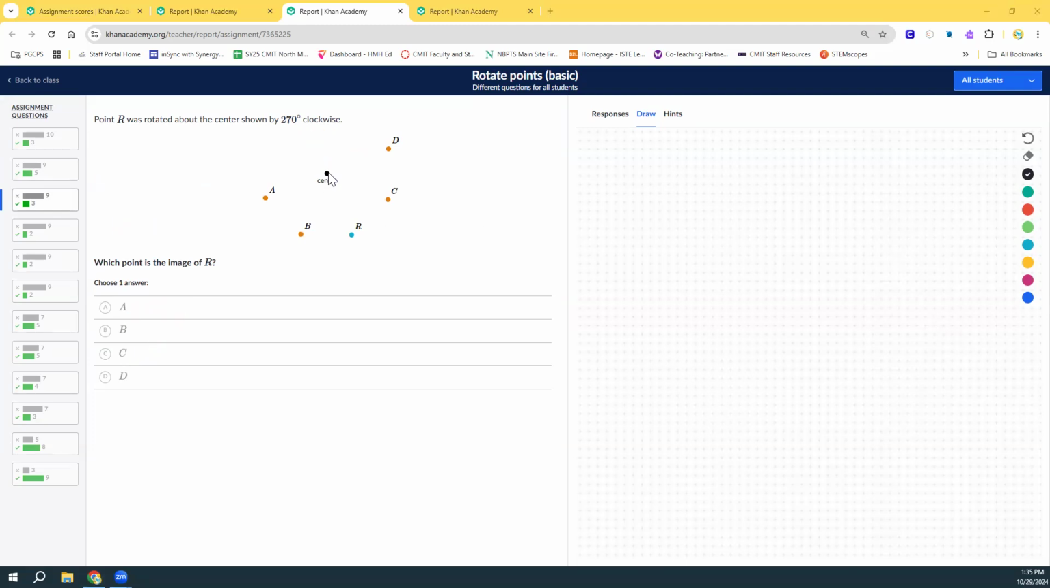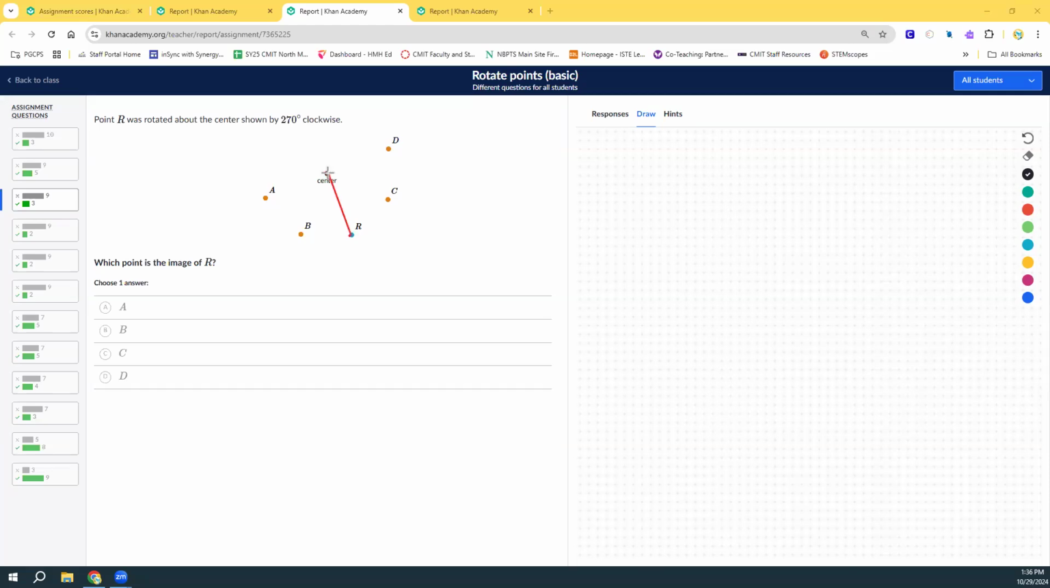Okay, take your time and draw the center in all 5 dots. Won't take as long as you think. And we are going to rotate R about the center 270. So this is the last one we need to do to get our success criteria. So what we want to do is draw a line from R to the center. I'm going to use my line tool.